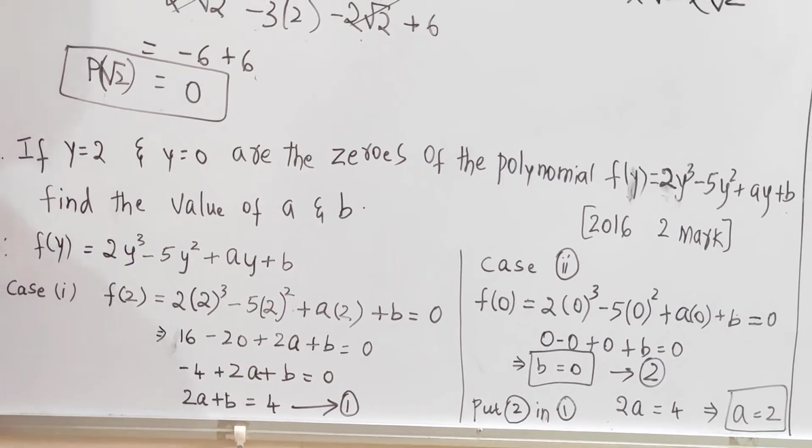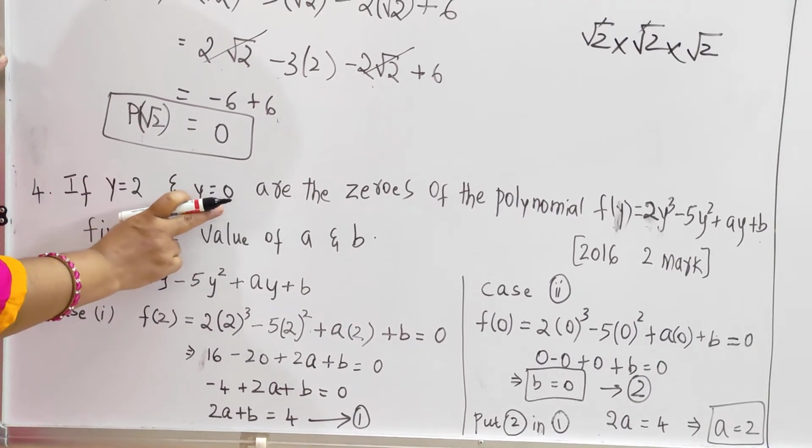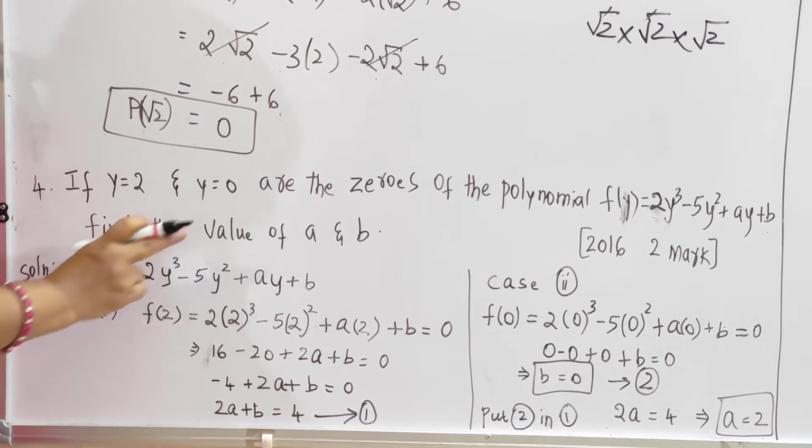So what we do? We have 2 zeros. One is y is equal to 2. Other one is y equal to 0.